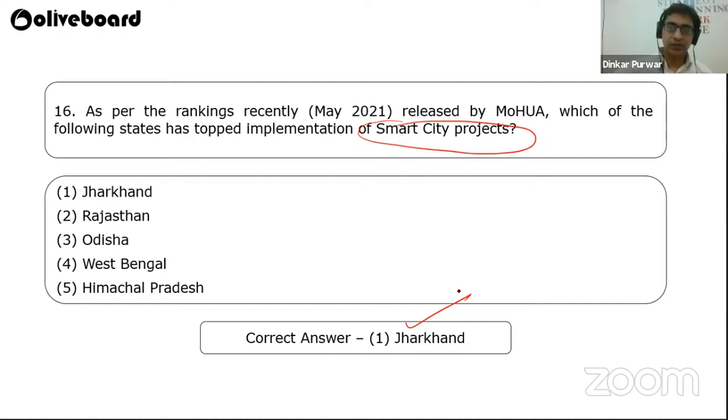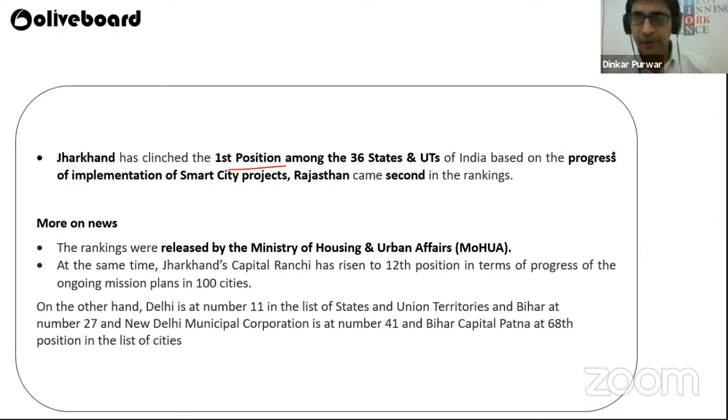Jharkhand has clinched the first position among the 36 states and union territories of India based on the progress of the implementation of the smart city project. Rajasthan came second. The rankings were released by the Ministry of Housing and Urban Affairs.